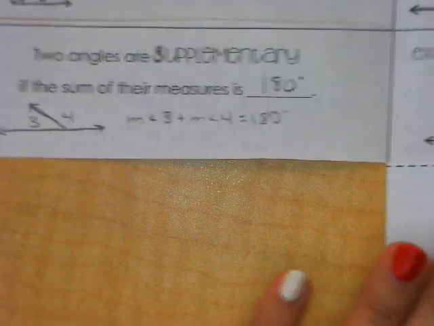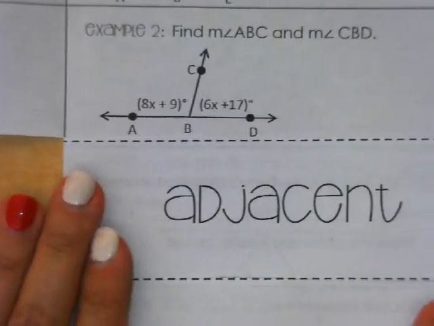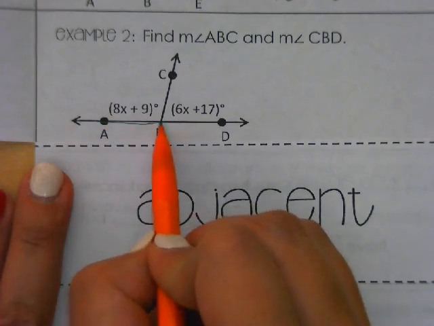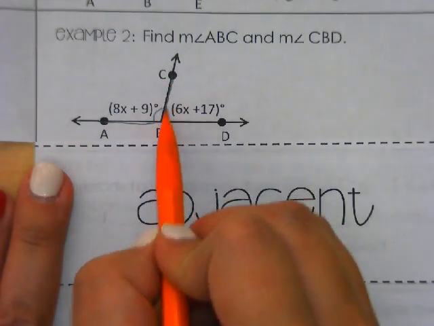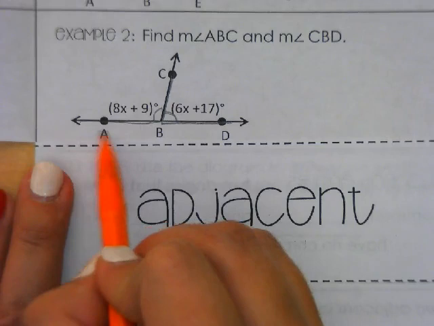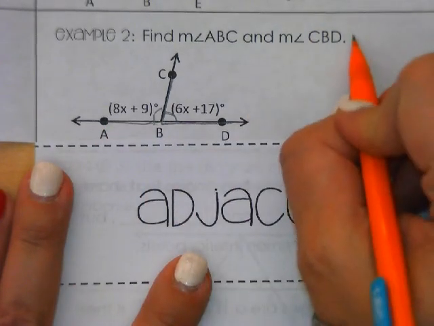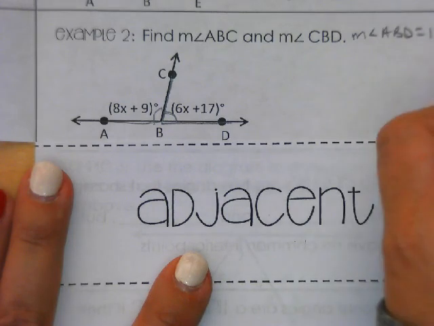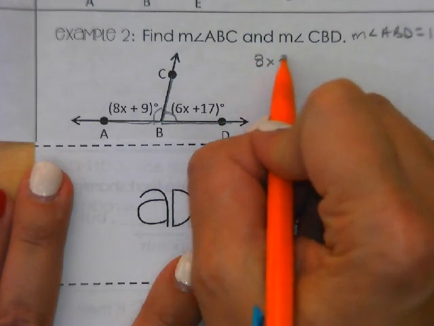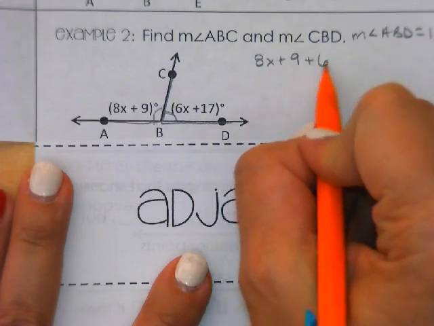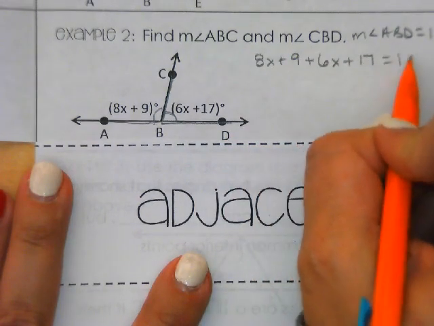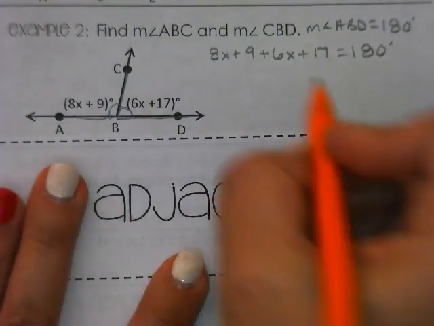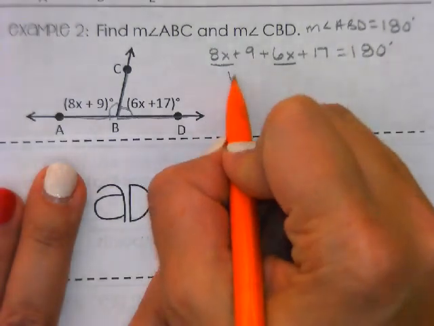Are you ready? Find the measure of angle ABC and CBD. So again, ABC here, CBD here. What do we know about ABD? The measure of ABD equals 180, so these are supplementary. So we can set it up and say 8x plus 9 plus 6x plus 17 equals 180. We're going to simplify by collecting like terms.